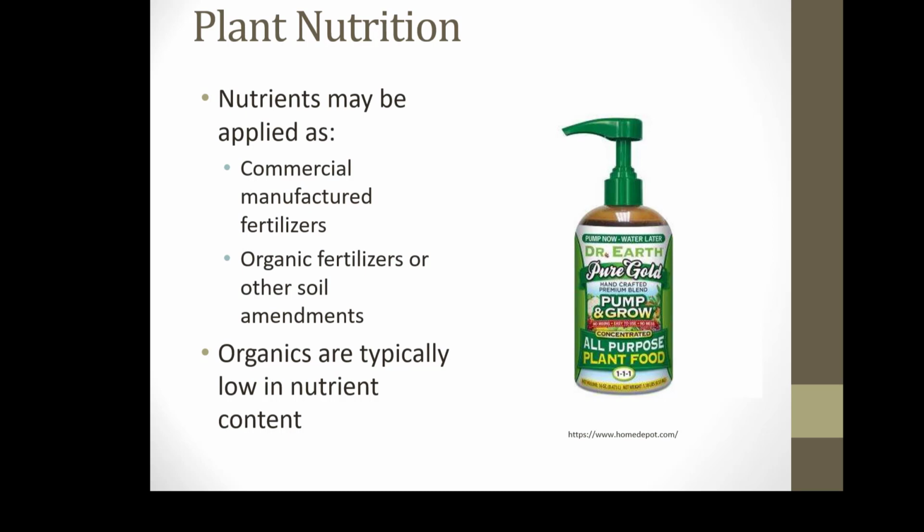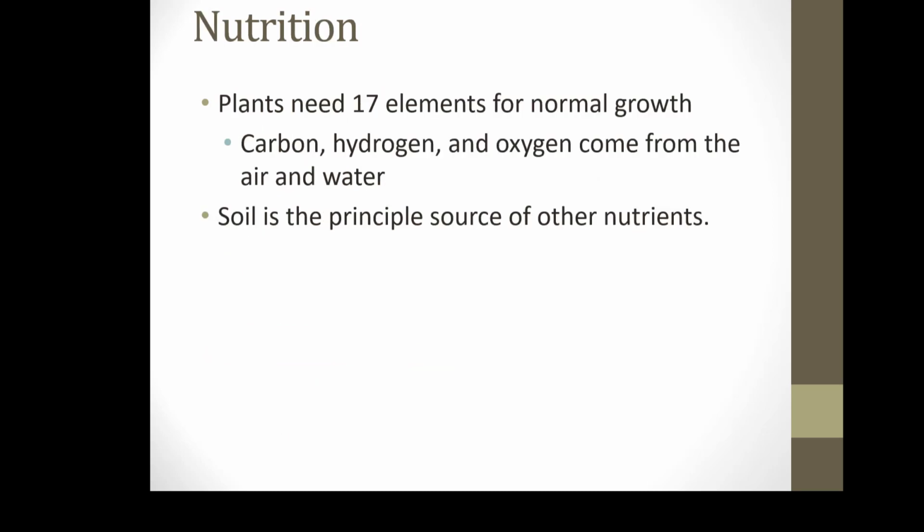And so you can see on here we've got a 1-1-1. 1 is 1% nitrogen, 1% phosphorus, and 1% potassium. So plants need 17 elements for normal growth. Carbon, hydrogen, and oxygen come from air and water. And then soil is the principal source for the other nutrients.